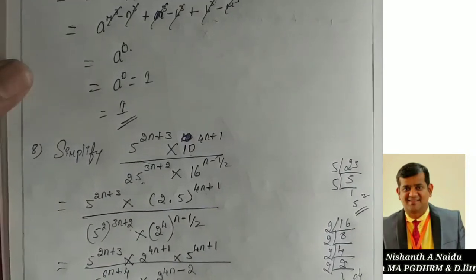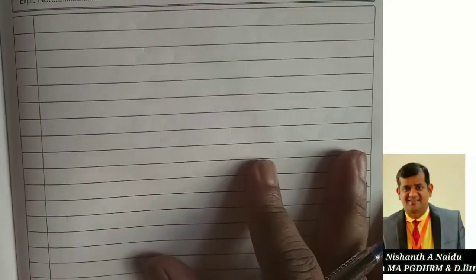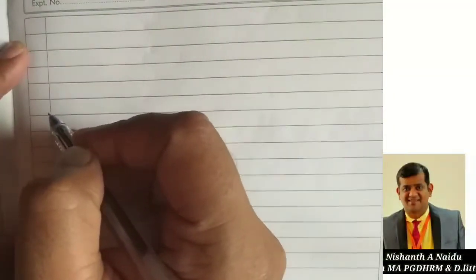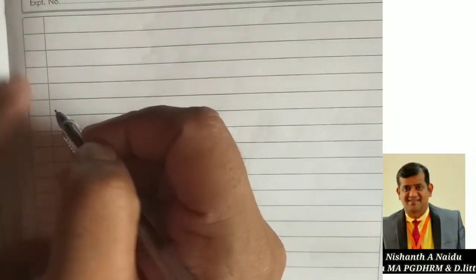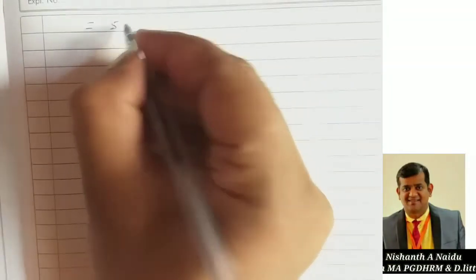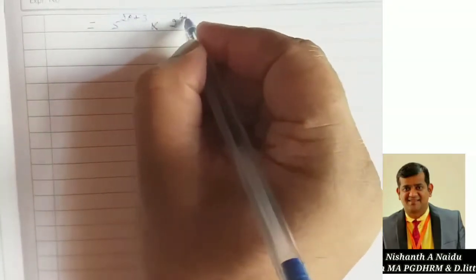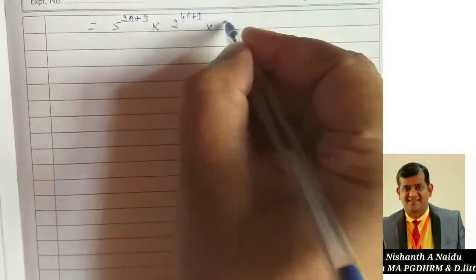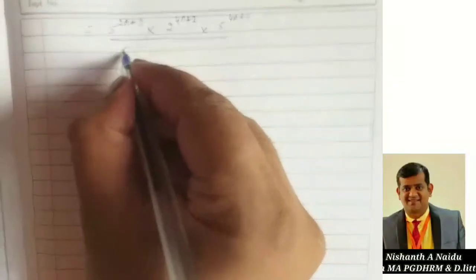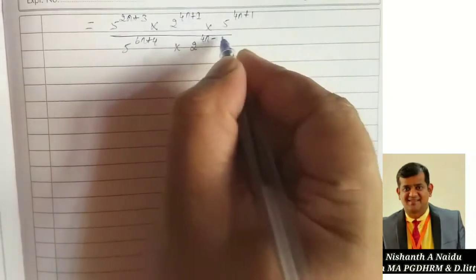So further moving to the next step. After this step, what are we going to do? 4n minus 2 after that. So common to be added to the common. I'll write it here so that you don't get confused. 5 to the power 2n plus 3 into 2 to the power 4n plus 1 into 5 to the power 4n plus 1, divided by 5 to the power 6n plus 4 into 2 to the power 4n minus 2.